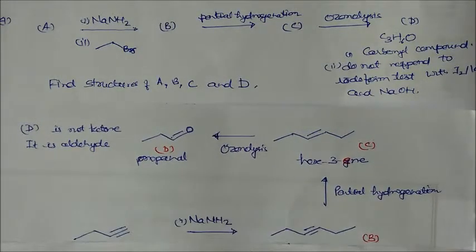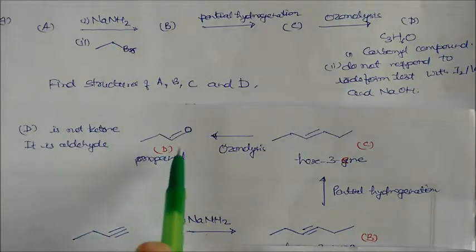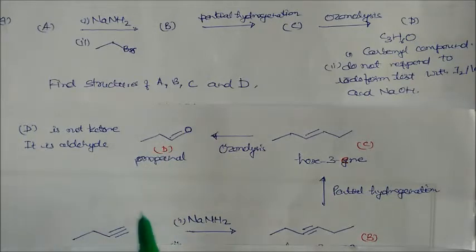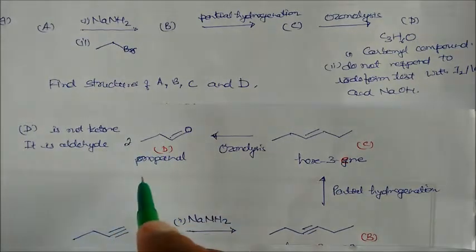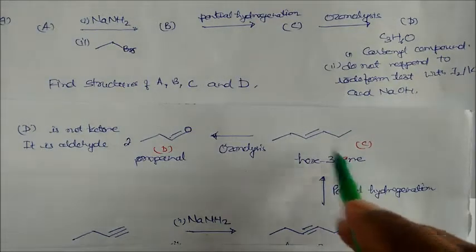So first we have to start with D. D is not a ketone, it's an aldehyde. The aldehyde is propanal. Propanal means it is going through ozonolysis, which means there are 2 molecules of propanal. So we require 2 molecules of propanal here, and it will give you hex-3-ene. This is a 3-ene, a double bond is there.